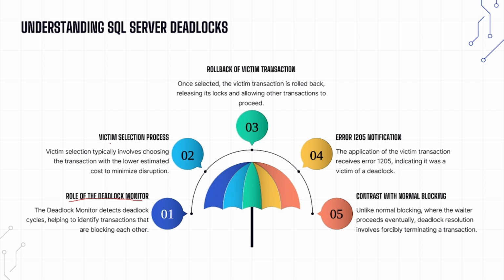Then the victim selection process. When the deadlock monitor detects a deadlock, it has to make a critical decision. It chooses one of the transactions involved in the deadlock to be the victim. The victim transaction is the one that will be rolled back, meaning its changes will be undone to break the deadlock cycle. SQL Server typically selects the transaction that is estimated to be the least costly to roll back, minimizing the overall impact on the system. It's like the traffic controller deciding which car to tow away to clear the jam as quickly as possible.